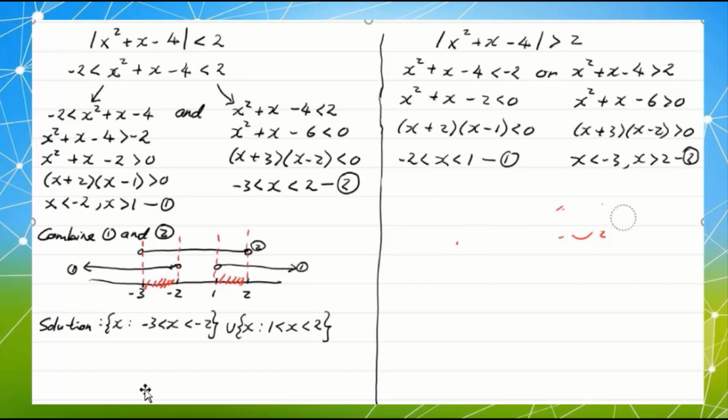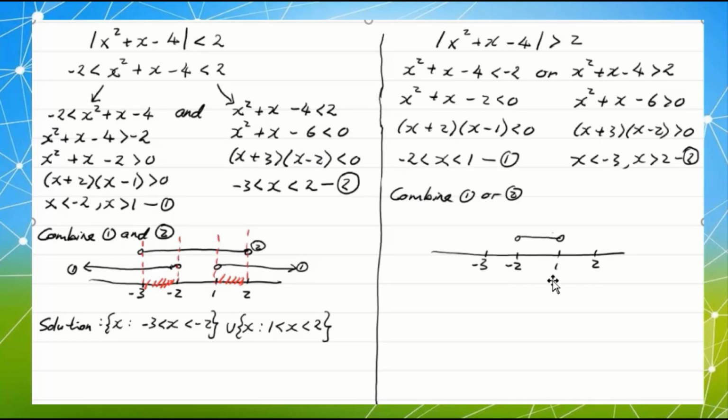Now we need to combine these two inequalities by using the conjunction OR. So first we need to use the number line to help us combine these two inequalities. So first we mark the critical points, -3, -2, 1, and 2. Now for the first inequality, x is in between -2 up to 1. The second one is x less than -3 and x greater than 2. Since we combine by using OR, we will take all the sections which consist of the arrow line.